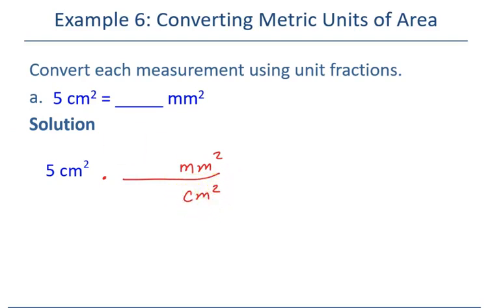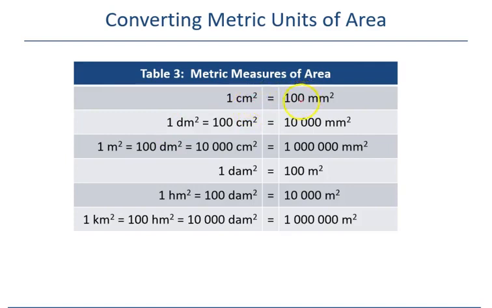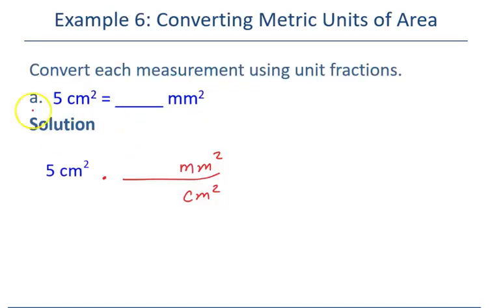So we can come back up here and look and go, well, there is 100 millimeters squared for every 1 centimeter squared. These are going to cancel. We can do the multiplication straight over and know that we got 500 millimeters squared. Sorry for my horrible writing there. So that would be how we would convert between there.